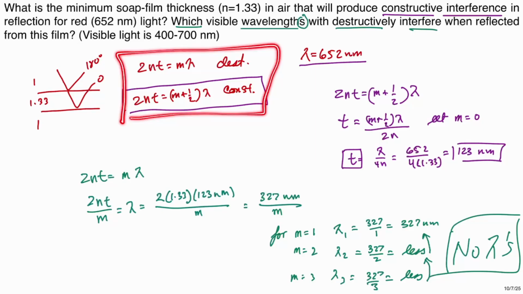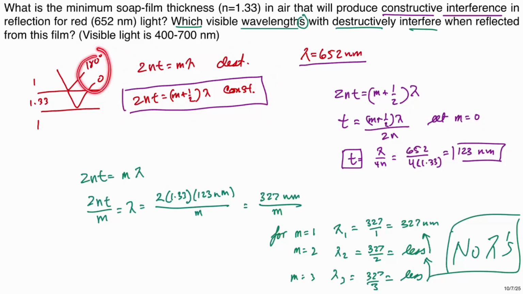M lambda says, don't change anything. M plus a half lambda says, change by 180. They always say exactly the same thing. But what they mean, constructive and destructive, changes based on what you did in this first step. Once you have that all laid out, then you can begin figuring out what the problem's trying to get you to do.